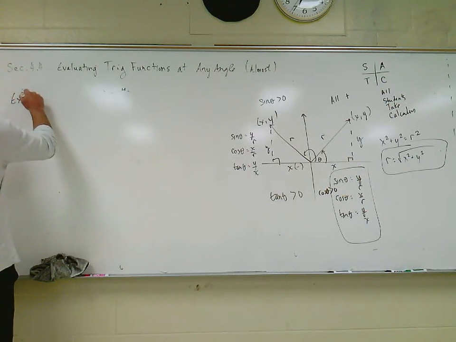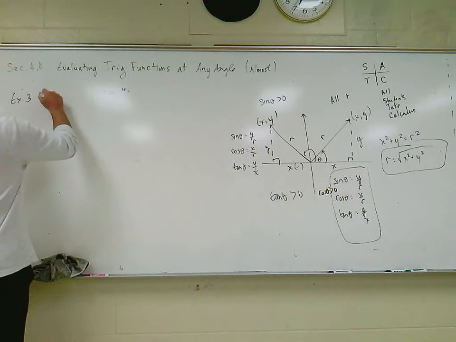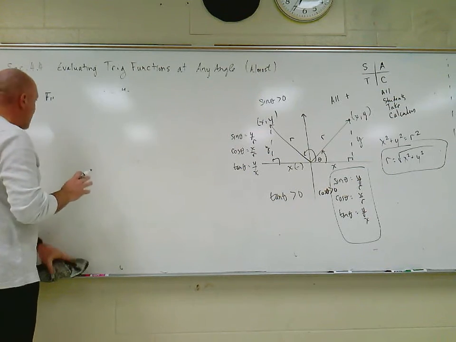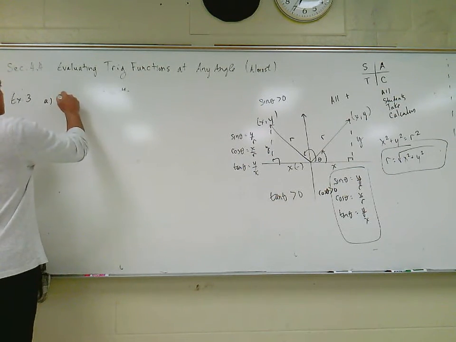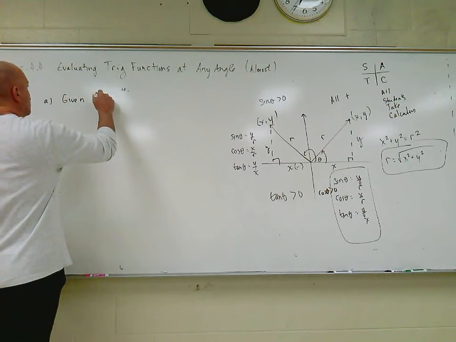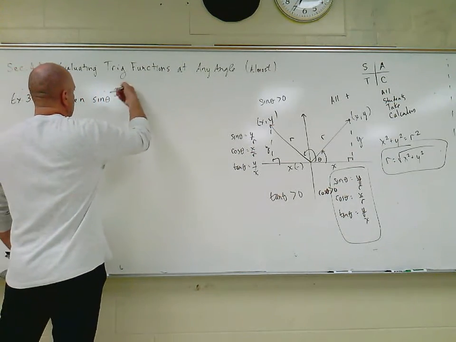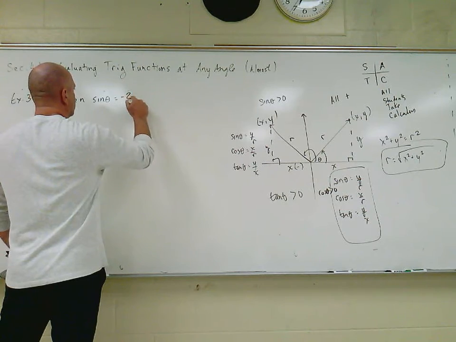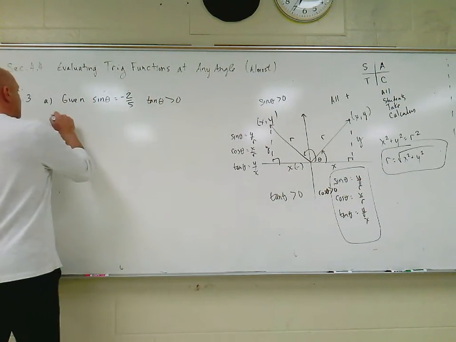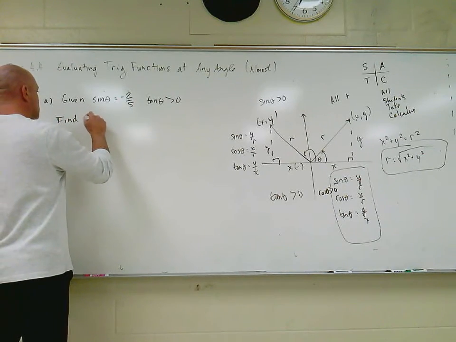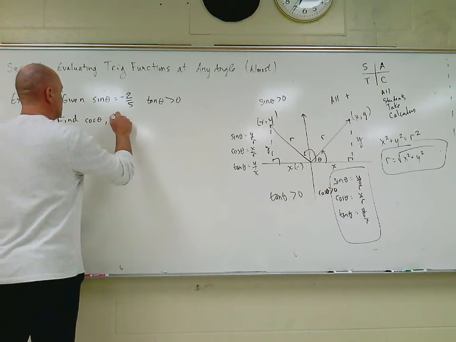Example 3. I have to just work it one at a time, so let's just do this. Given sine of theta is -2/5 and tangent of theta is positive. Find cosine theta and tangent theta.